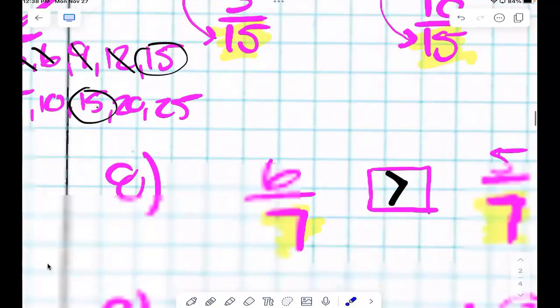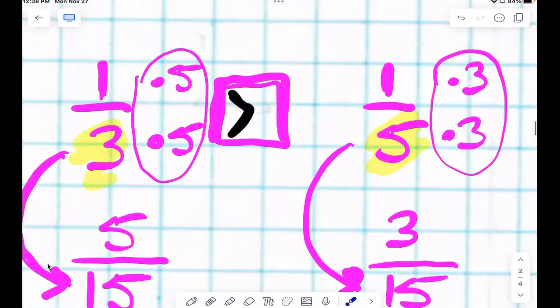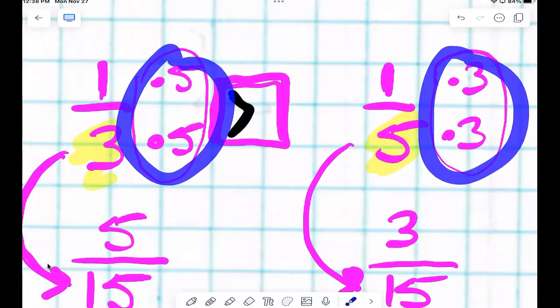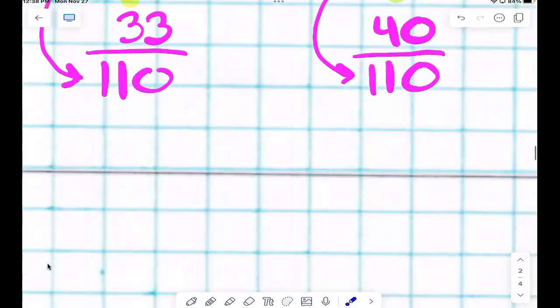Why are there no bubbles on this one? Why are there bubbles on this one? Why did I have to do my bubble method here? They're not the same. They're different.